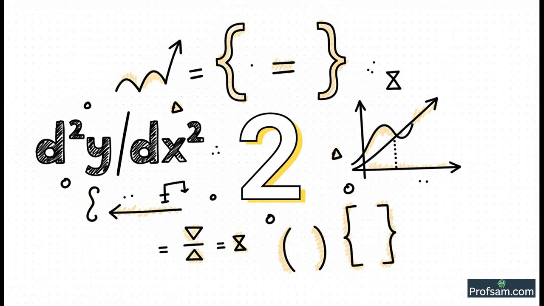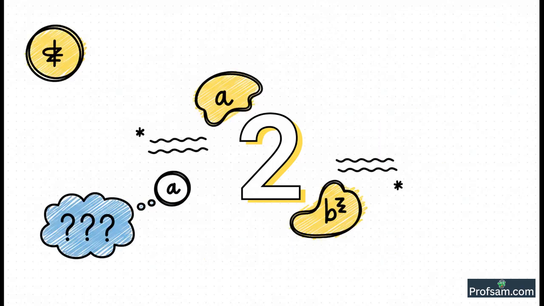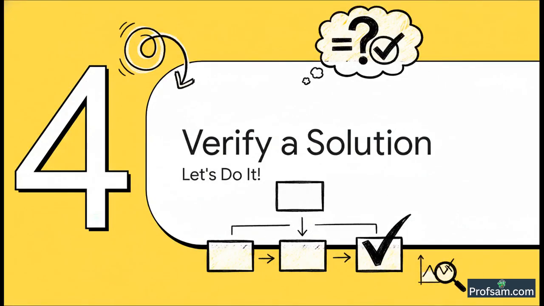Suppose you're given a differential equation and you see that its order is 2. For example, it has a d squared y by dx squared term in it. Then you immediately know that its general solution must have exactly two arbitrary constants, like a and b. If the order was 3, you'd look for 3 constants. If the order was 1, you'd find just 1 constant. See? It's that simple.